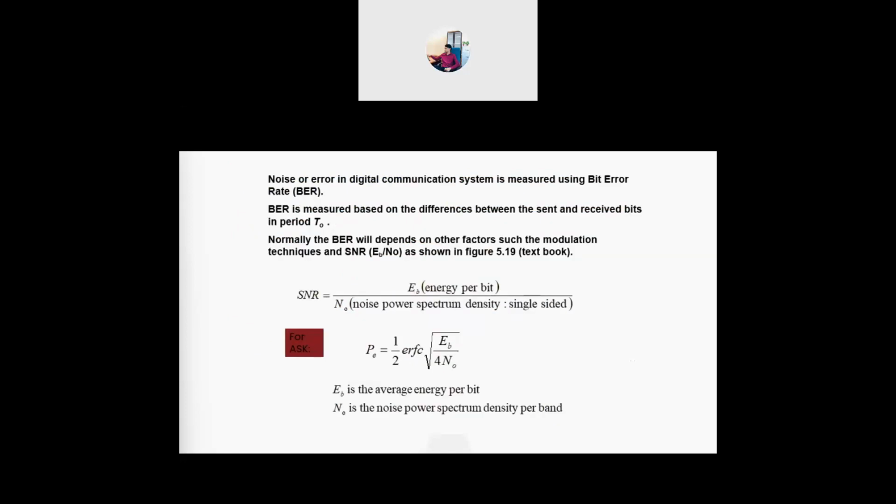Just like in AM FM, you have signal to noise ratio. Here you also have signal to noise ratio, but because your information signal is digital, we measure using bit error rate. So BER is measured based on the differences between the sent and received bits in period T naught. It's the same, means the one that we receive over the one that we send. How many errors?